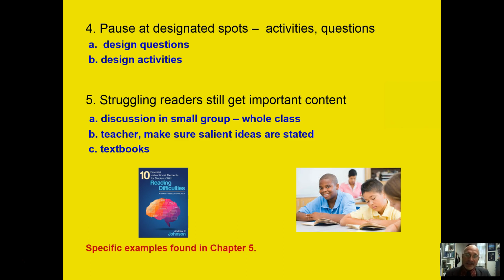Now, struggling readers still get important content. They may not be able to read the whole paragraph or two, but in a discussion in small group, you may say something like, share the 3 most important ideas. However, you still make sure the salient ideas are stated.